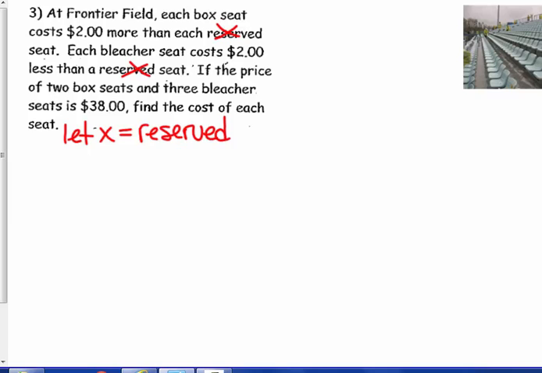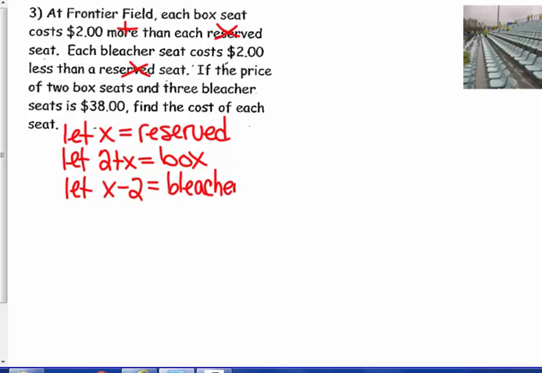At Frontier Field, each box seat is $2 more. Well, that means $2 plus x. I'm not going to put the decimals in. I'm going to say 2 plus x. I could say x plus 2. I could turn that around. Adding is commutative, so that's okay. So let 2 plus x, $2 more, be the box seat. Each bleacher seat costs $2 less. So x minus 2, $2 less than the reserved seat, means x minus 2. That order does matter. Subtraction is not commutative. So that is the x minus 2. That's the bleacher seat.